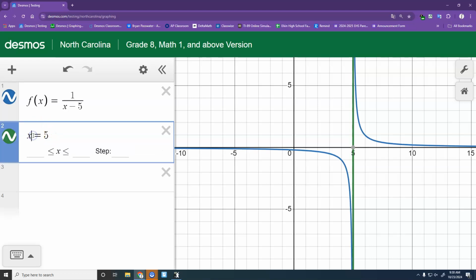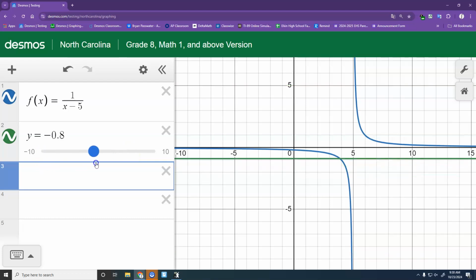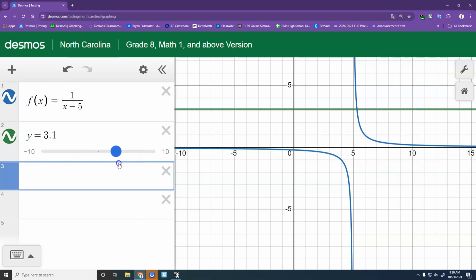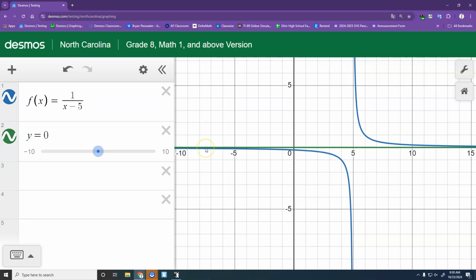If I change this to a y, it'll put me a horizontal line, and then I can use my slider right here. Where do I not touch the graph? It was right there at 0, right? I have a horizontal asymptote at y equals 0. So that means my graph never actually equals 0 on that y-axis.